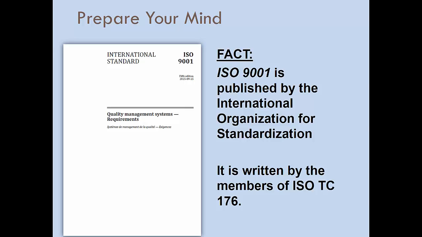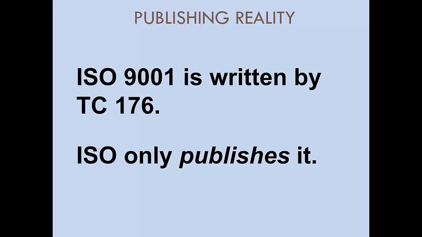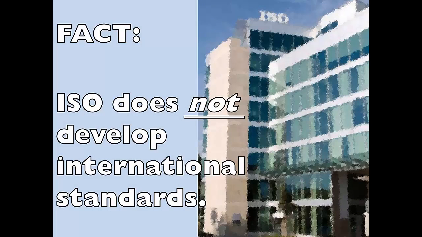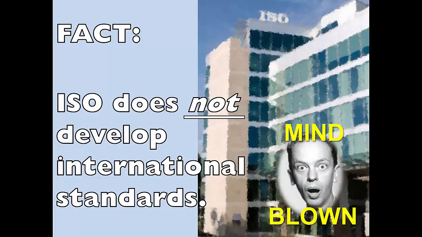Here's another fact. ISO 9001 is published by the International Organization for Standardization, or ISO. It is written by the members of ISO Technical Committee 176, or TC 176. So it's written by TC 176, but ISO only publishes it. So, you know where this is going. Here's a fact. ISO does not actually develop international standards. And I want you to think about that for a second. ISO is not a standards development organization.